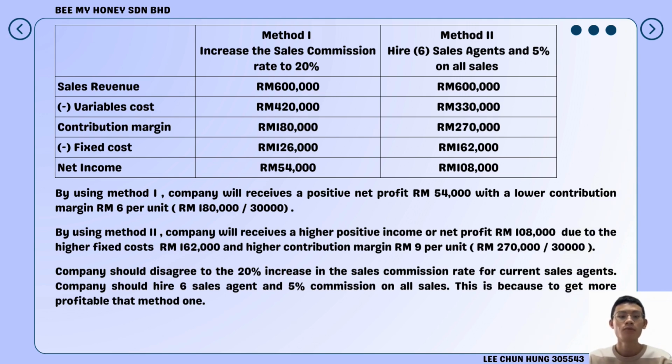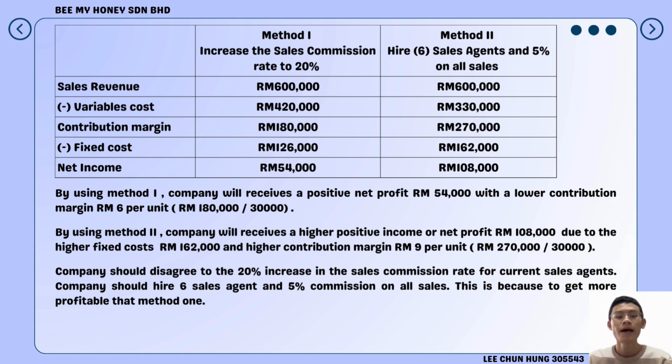By using method 1, the company will receive a positive net profit of 54,000 with a lower contribution margin of 6 ringgit per unit. By using method 2, the company will receive a higher net profit of 108,000 due to the higher fixed cost of 162,000 and higher contribution margin of 9 ringgit per unit. In conclusion, the company should not disagree to the 20% increase in the sales commission rate for the current sales agent.